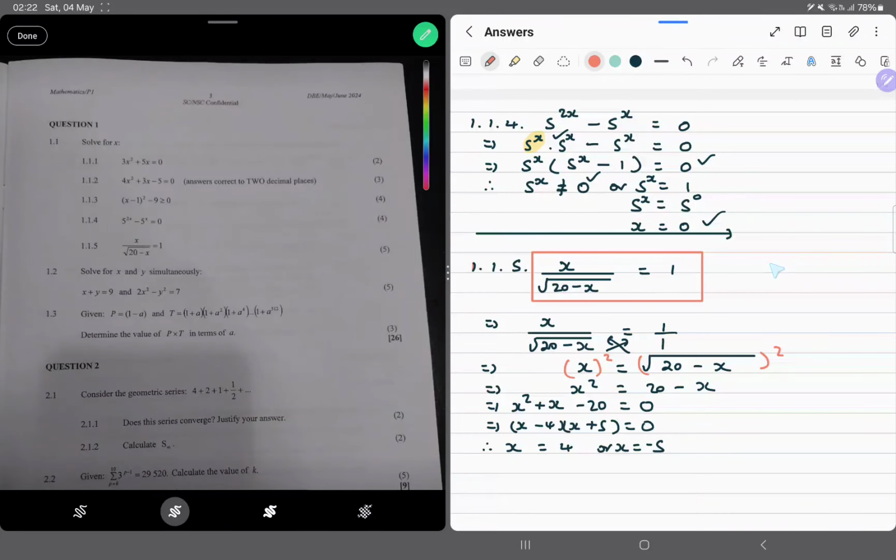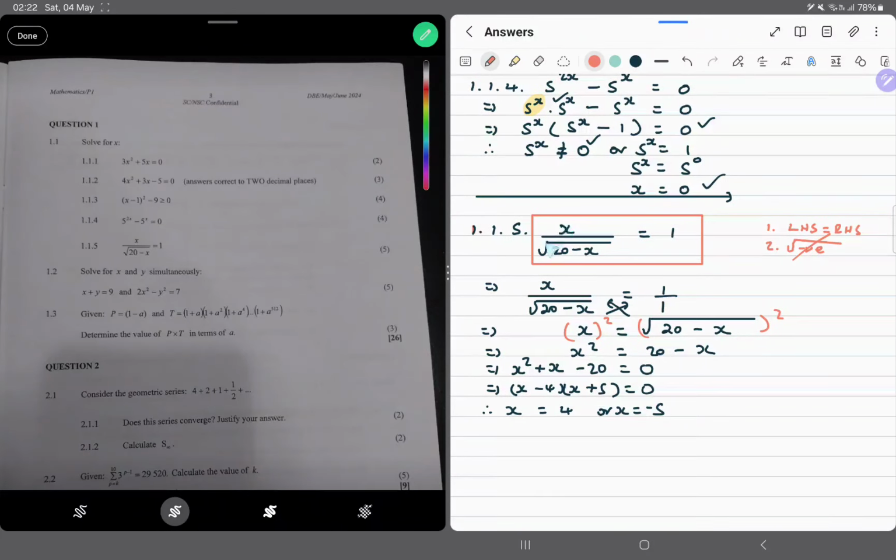But for this one, the checks are in two forms. We want the left-hand side to be equal to the right-hand side. The second check, we must not have a negative under the square root sign. Okay, so that is not allowed. So let's see.